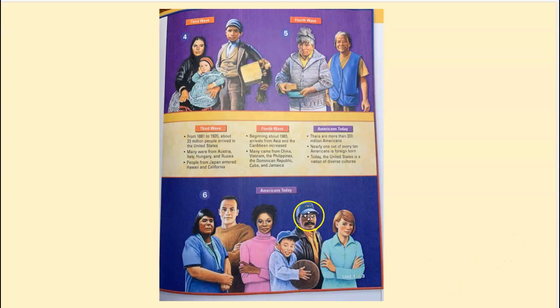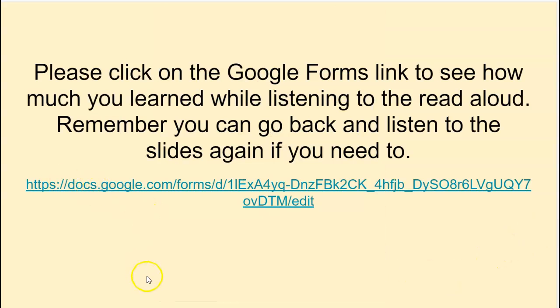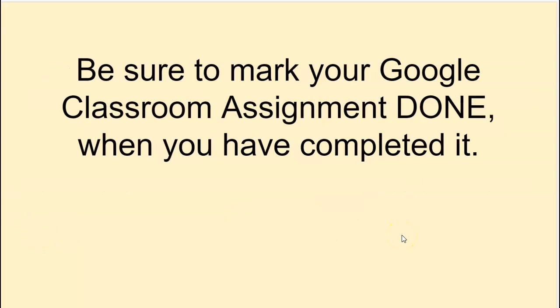So you are going to use this information to click on the Google form link below to see how much you learned while listening to the read aloud. Remember, you can go back and listen to the slides again if you need to. You can also go back and look at them. But you are going to click on the link below and answer the questions. Then, when you are done, be sure to mark your Google Classroom assignment done when you have completed it. That way the teachers know that we can go in and check it.